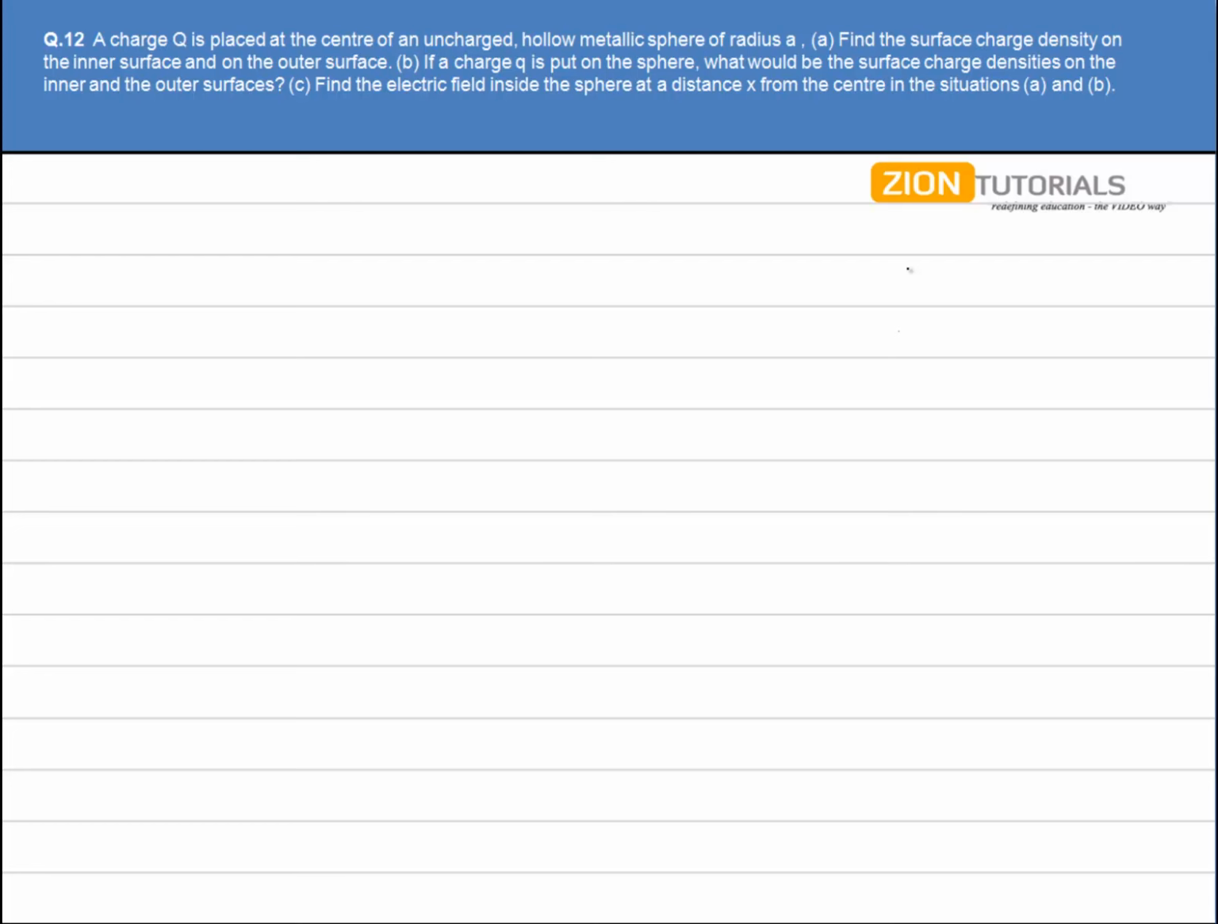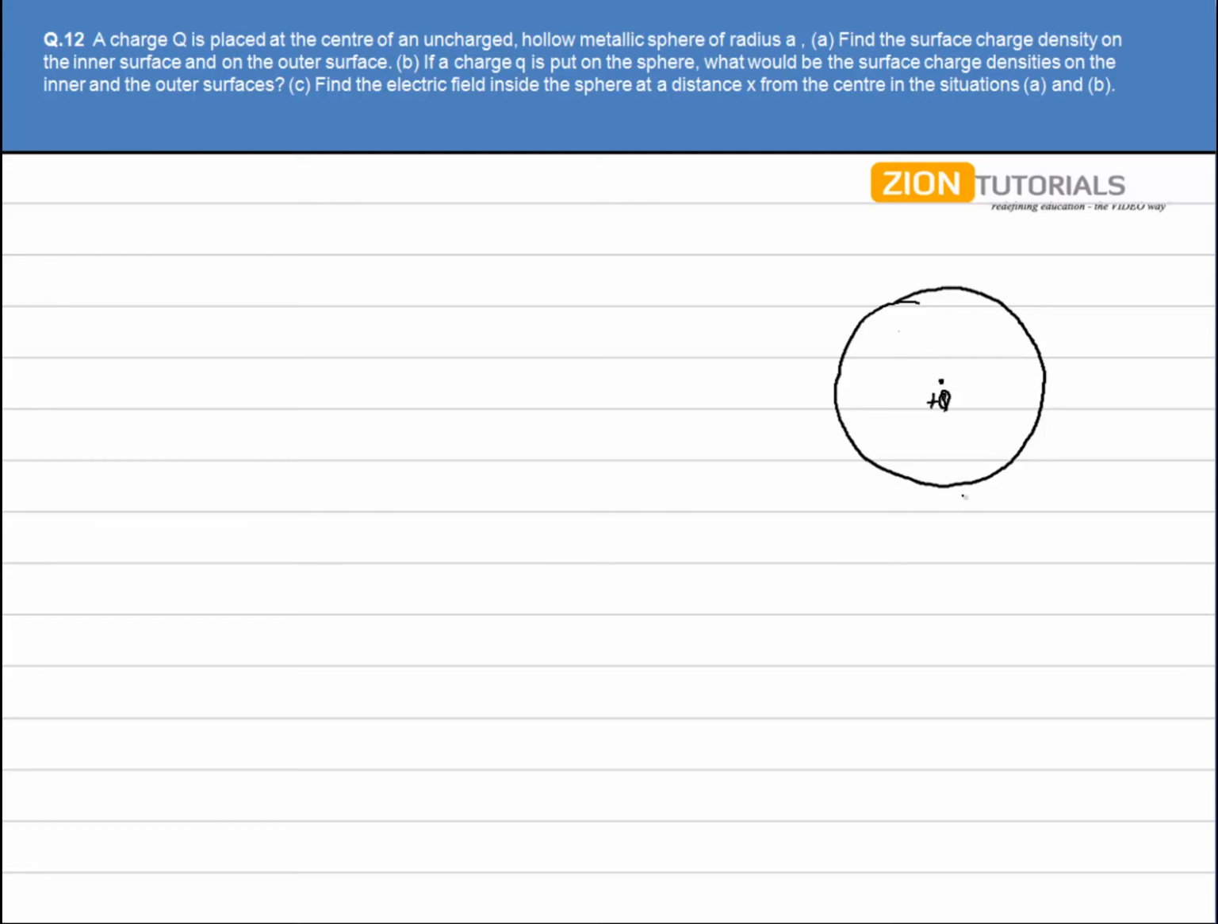A charge q is placed at the center of an uncharged hollow metallic sphere of radius a. Find the surface charge density on the inner and outer surfaces. Now let's say I have a sphere whose radius is a. A charge capital Q is placed at its center.